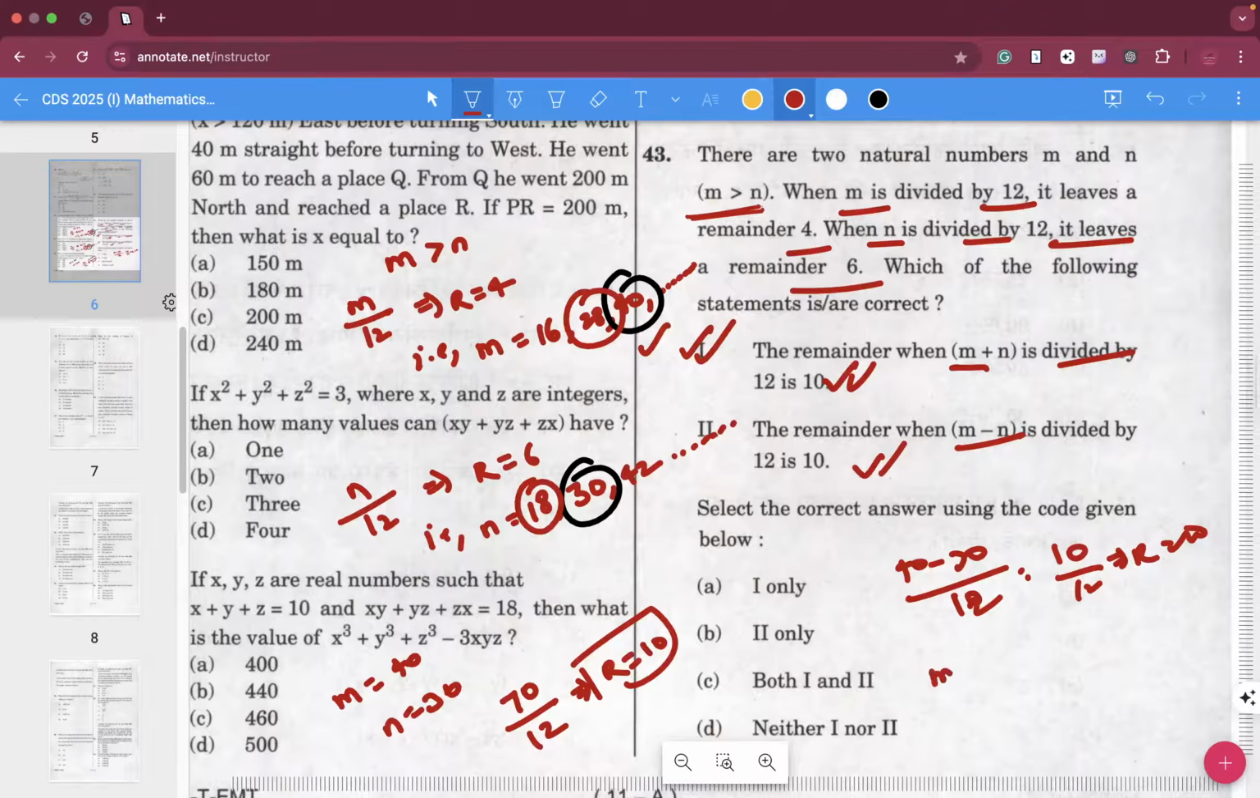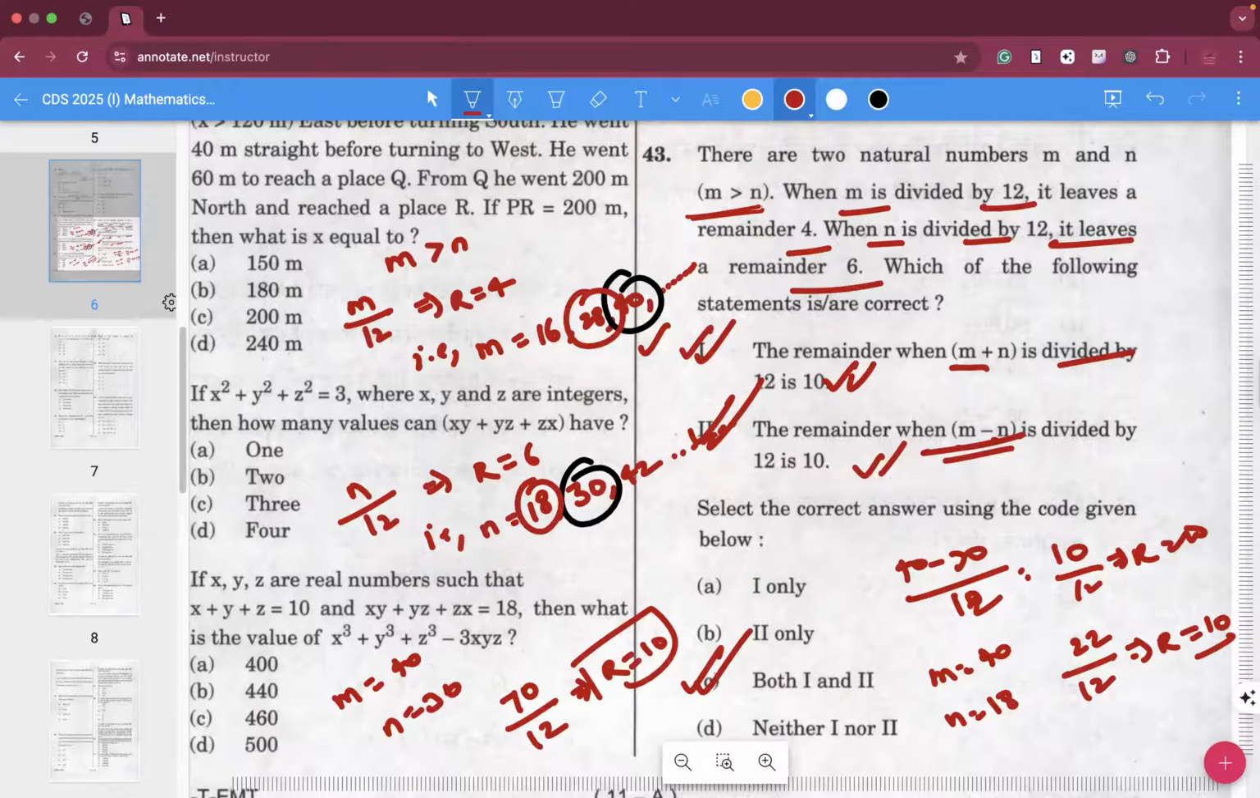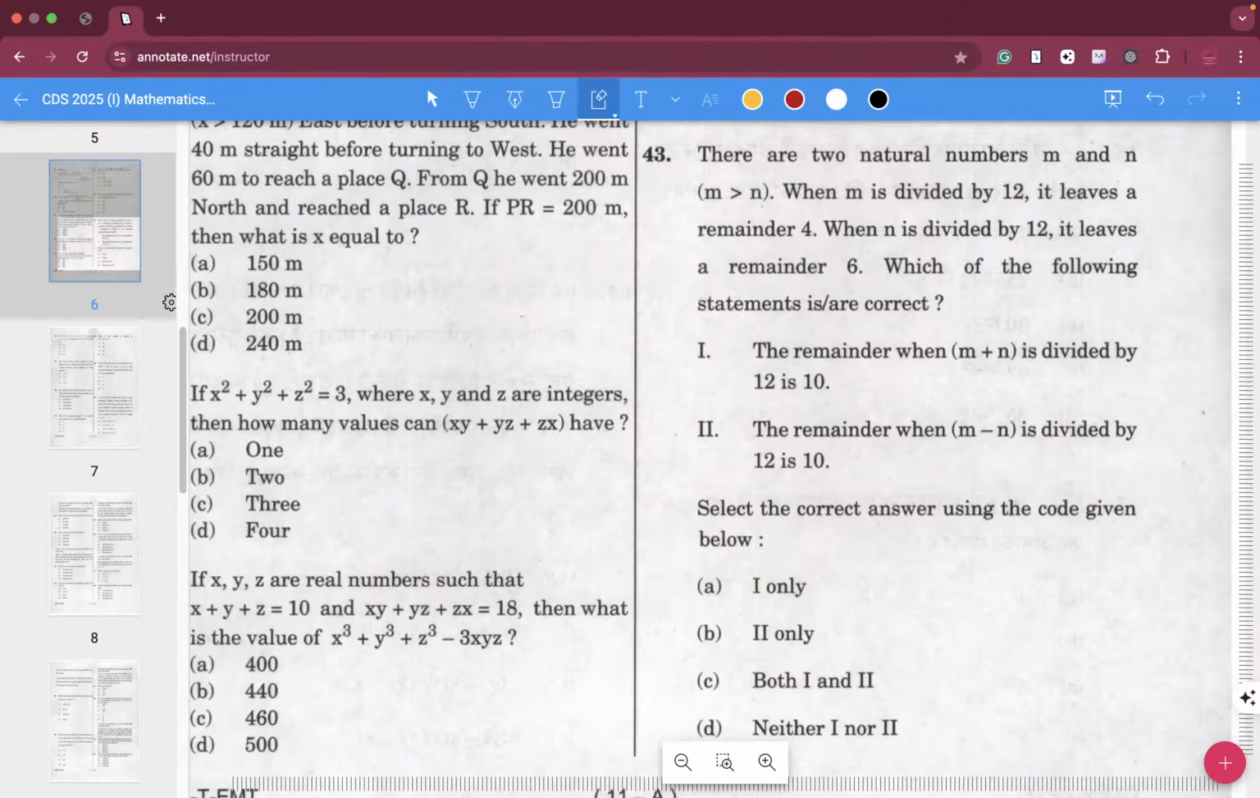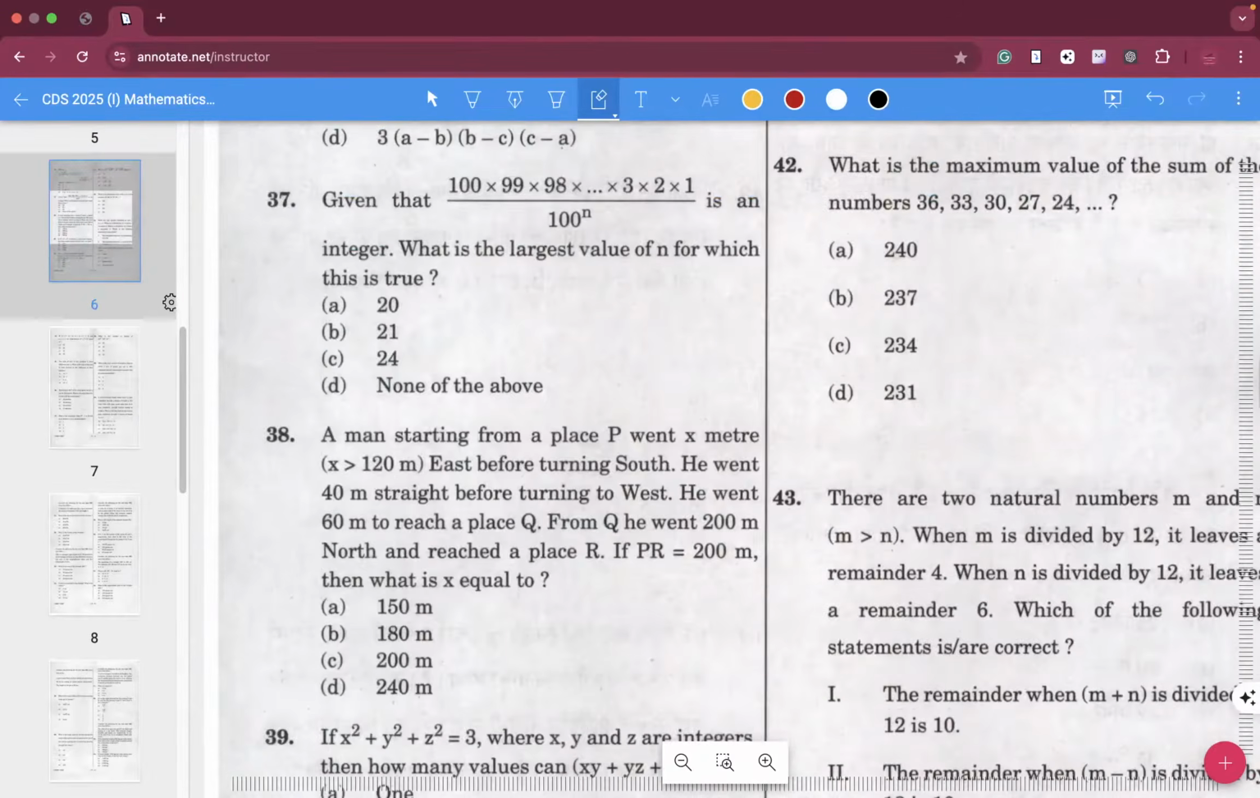If you do not want to take this number, you can take any other number as well. Let's say m is 40 and n is 18. So m minus n is 22. I am checking for the second one. Divided by 12, again the remainder is 10. So what does it mean? Both 1 and 2 are correct answers over here, folks. So we'll move to the next one.